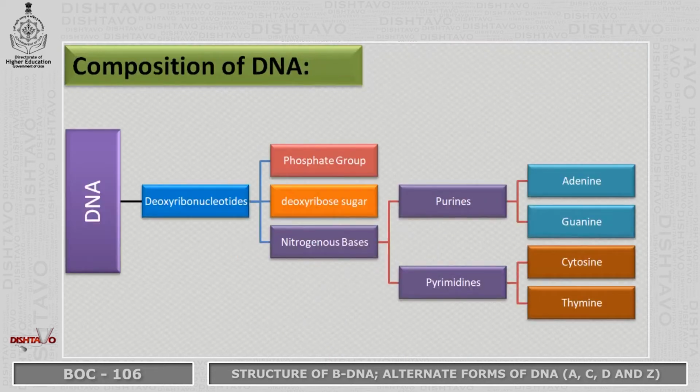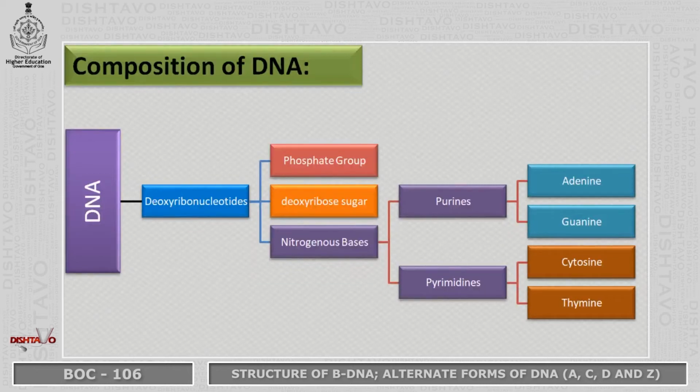Composition of DNA. DNA is a biopolymer of deoxyribonucleotides. It is made up of three important molecules, that is phosphate group, deoxyribose sugar and nitrogenous bases. Nitrogenous bases present are of two types, that is purines and pyrimidines. Purines are of two types, that is adenine and guanine. Pyrimidines present are cytosine and thymine.